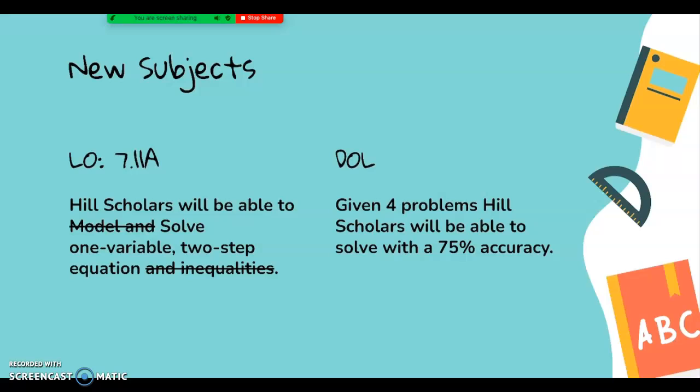The LO for the day is 7.1a. Hill scholars will be able to solve one variable two-step equations. And our DOL: given 4 problems, Hill scholars will be able to solve with 75% accuracy.